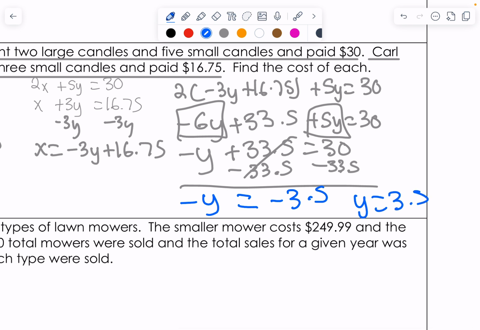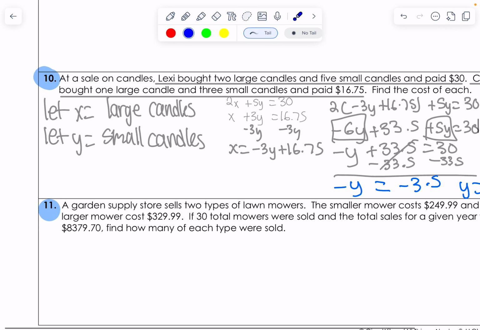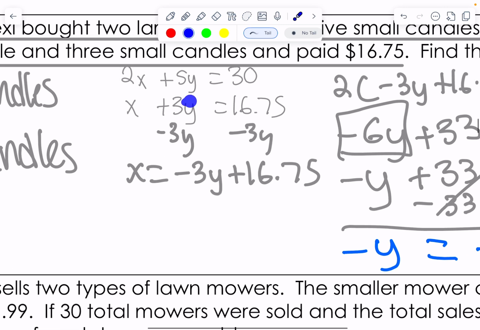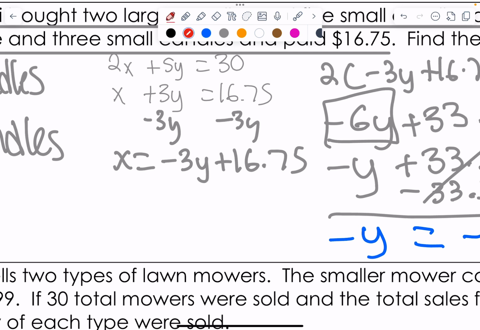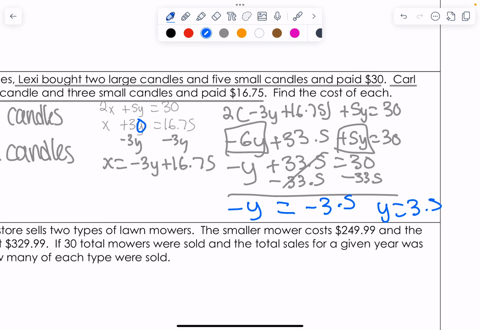So again, that is half of the question, and that y represents what? Great answer. That's our small candle. So I know that each small candle is how much money? Good job, $3.50. Now, we can take that value and plug it into one of our equations. I'm going to plug it into this one right here, into this y, and we'll find what x is.